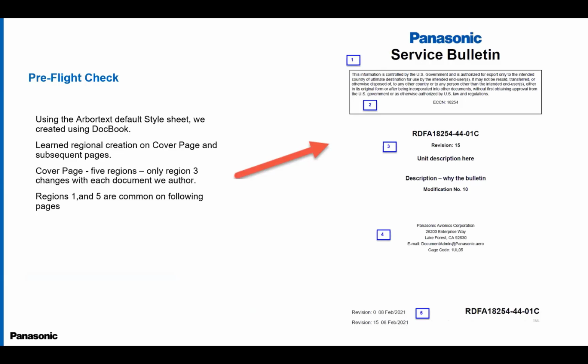Here is a sample of our front cover page of a service bulletin. We learned regional creation on the cover page and subsequent pages. The cover page here has 5 regions, and only region 3 changes with each document. The others are fixed, and are common on following pages.